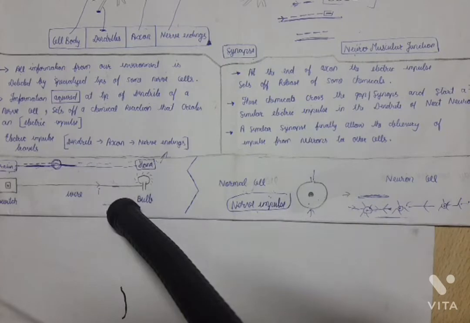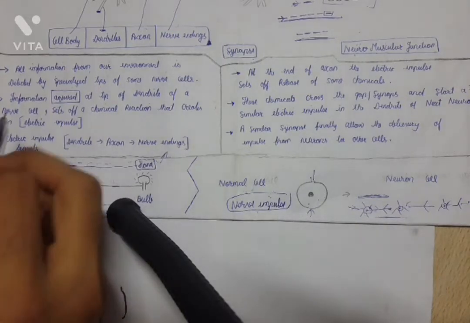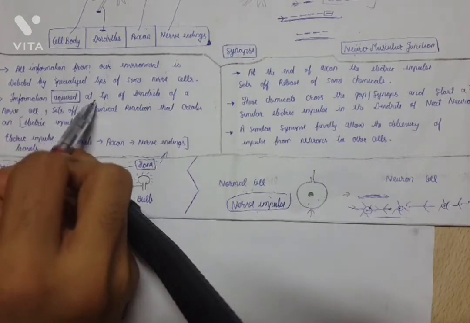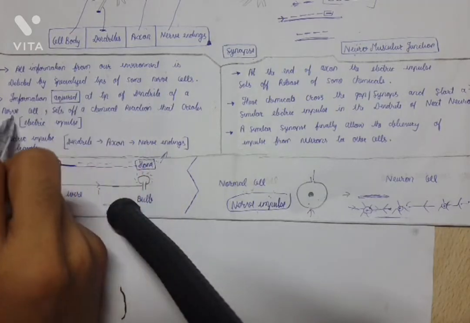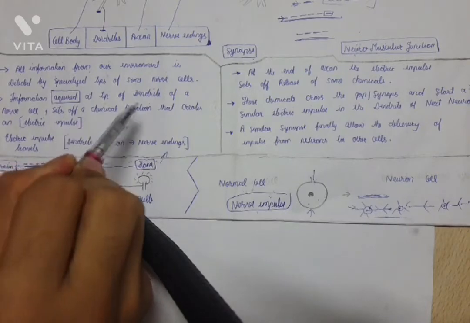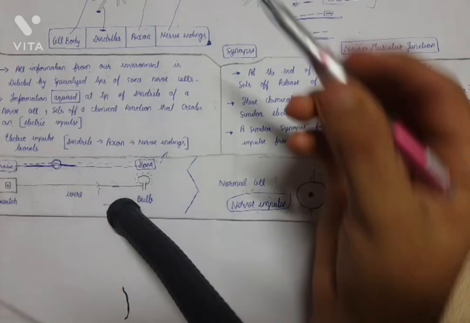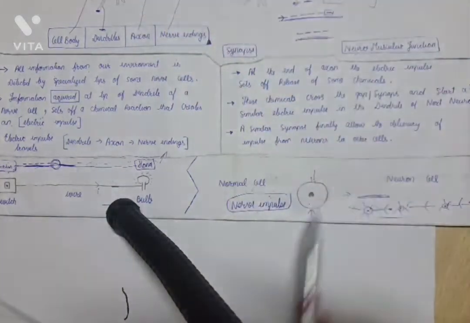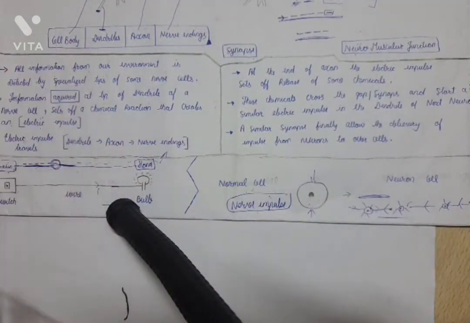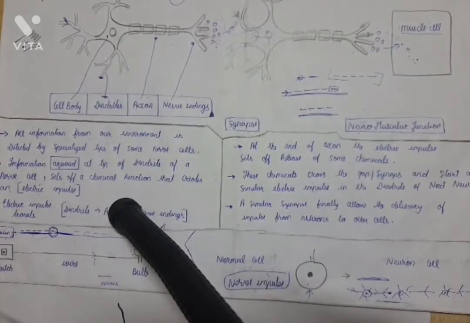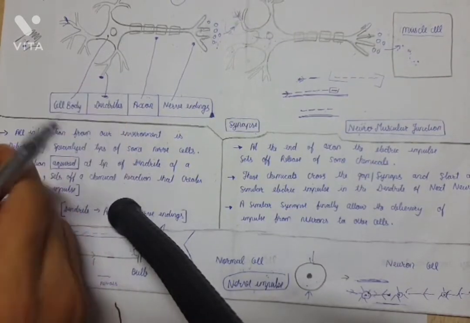So this is how they are, like wires. They travel the information. So information acquired at the tip of the dendrite of a nerve cell sets off a chemical reaction that creates an electric impulse. Now what does this mean? This dendrite acquires the electric impulse. So these dendrites acquire information.